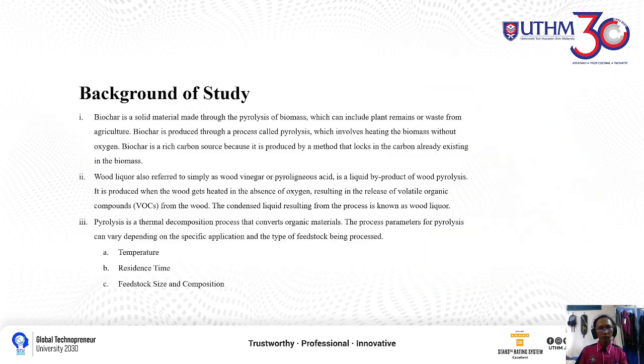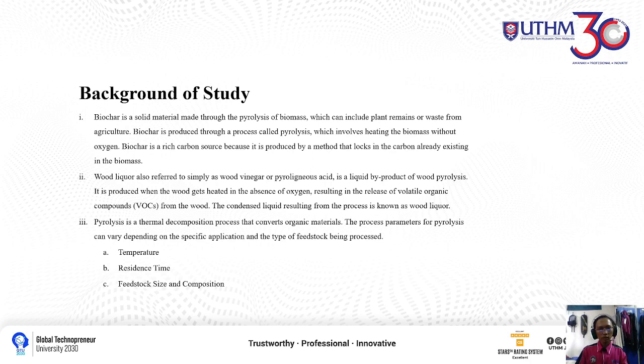Introduction. Background of study. Biochar is a solid material made through the pyrolysis of biomass, which can include plant remains or waste from agriculture. Biochar is produced through a process called pyrolysis, which involves heating the biomass without oxygen. Biochar is a rich carbon source because it is produced by a method that locks in the carbon already existing in the biomass.